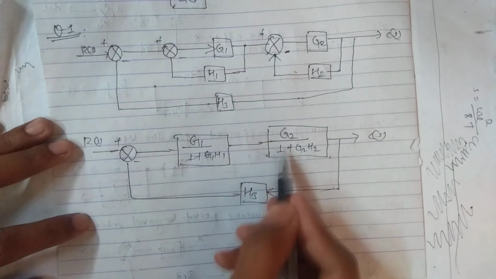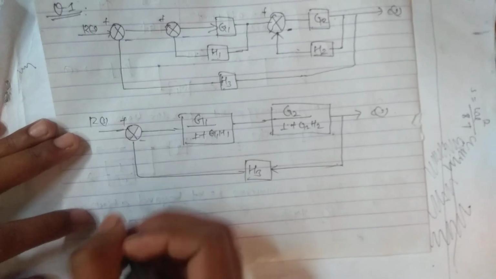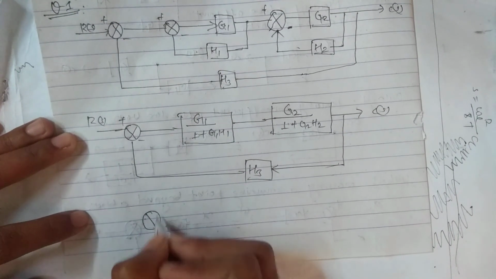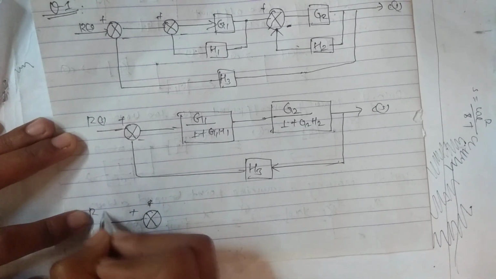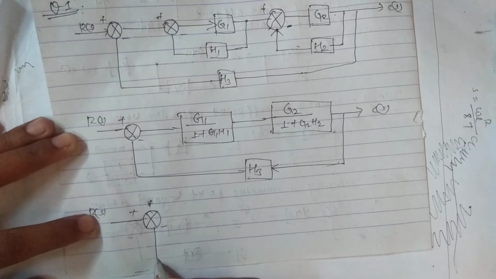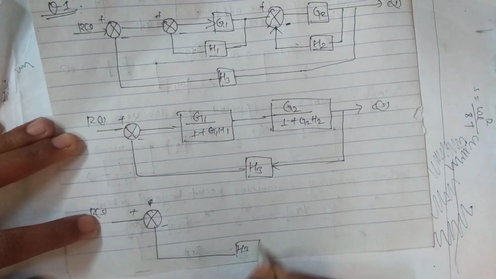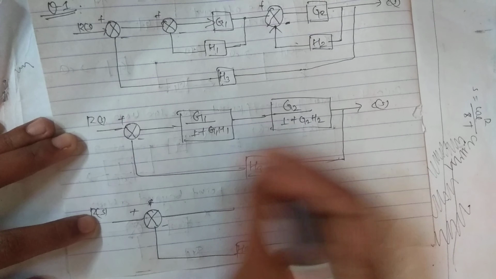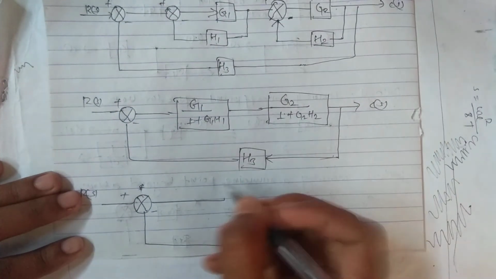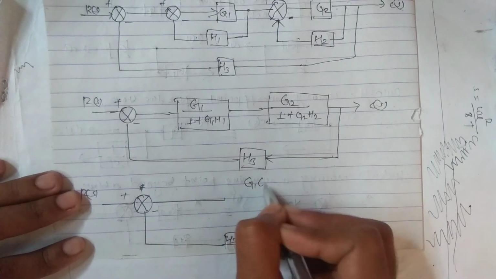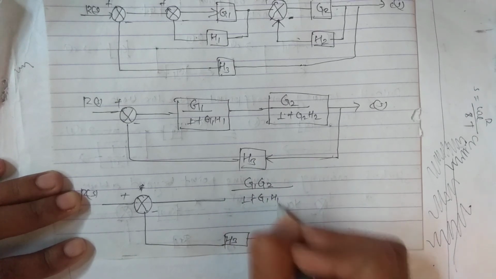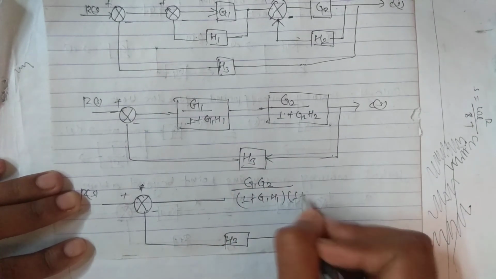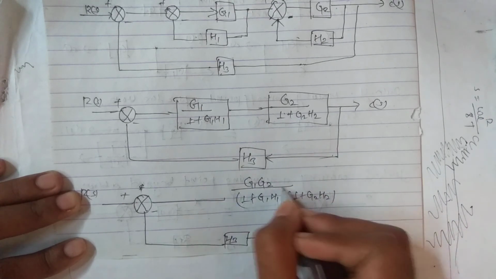Now these two are in cascade, meaning series, so we'll simply multiply them. RS, we have negative feedback, S3. Since these two are in cascade form, we'll simply multiply this. So by multiplying, G1 into G2 upon 1 plus G1 into S1, and we have here 1 plus G2 into S2.